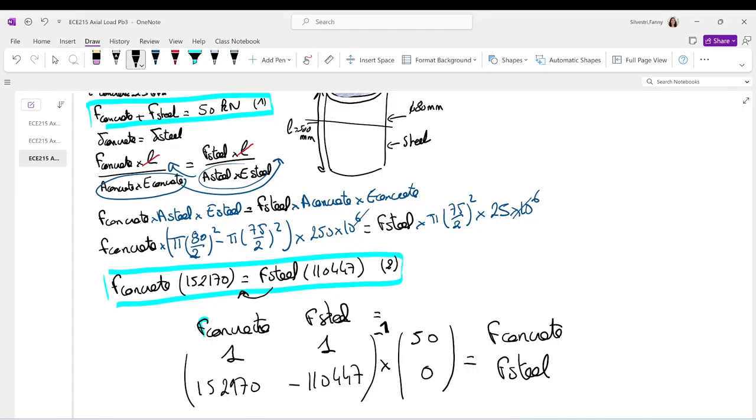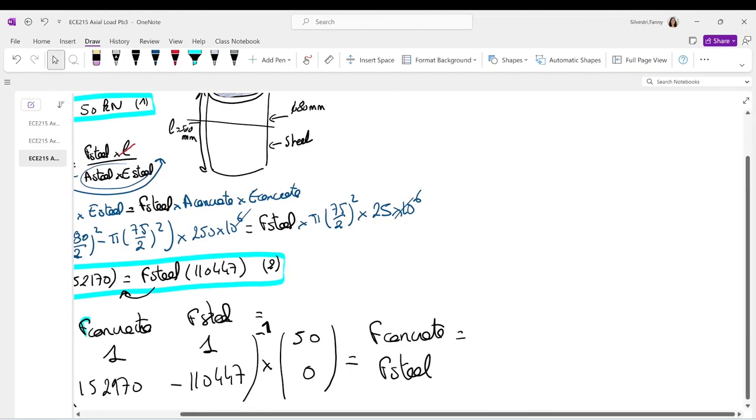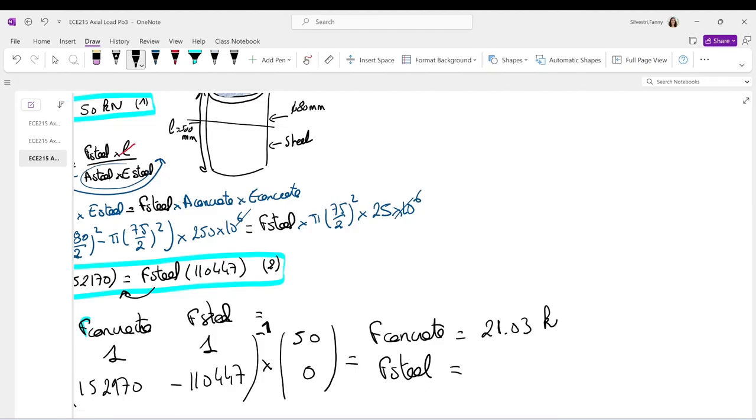So the force in the concrete with that will be, oh no, sorry, I am one step ahead. Force of the concrete will be 21.03 and the force of the steel 28.97 kilonewton.